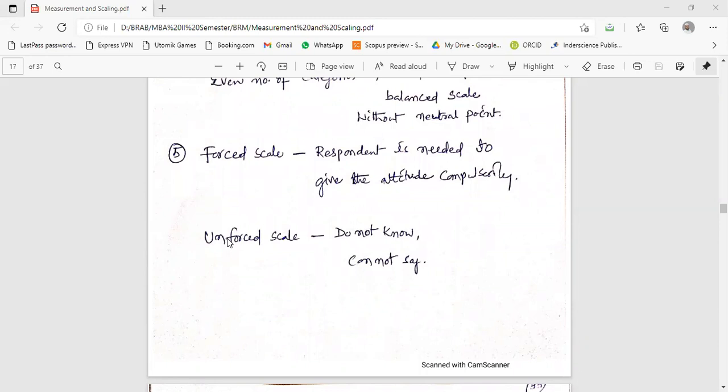Suppose we say true or false, yes or no, then the respondent is supposed to give that. He cannot go away from that. So with a closed-ended option, either he has to agree or he has to disagree. That kind of scale is known as a forced scale. Unforced scales mean you can even put options like this: do not know, cannot say.